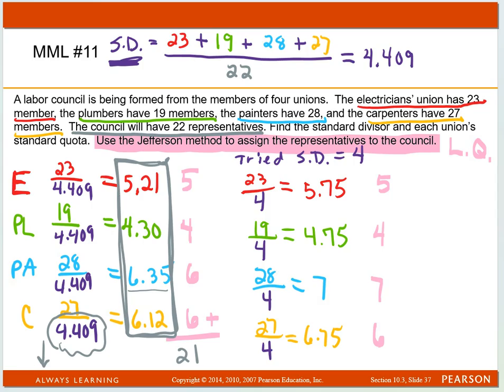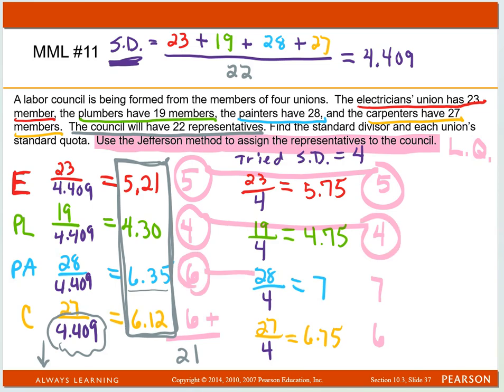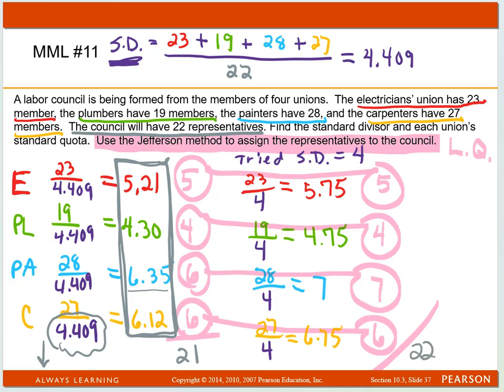So you can see this one was 5, it's still 5. This was 4, it's still 4. This was 6, it went up to 7. There's the one we needed. And this is 6, and it remains 6. And when I added these up, 5 and 4 and 7 and 6, I got the 22. Bada bing, bada boom, I'm good.